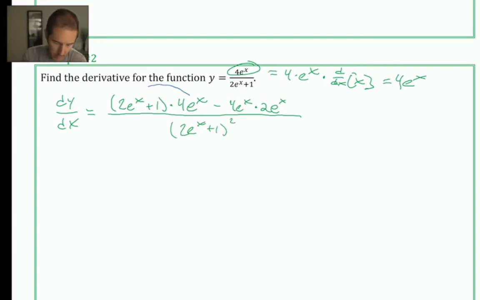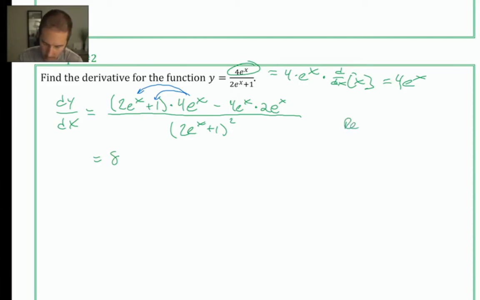I'm going to distribute from the right up here. And there's no distributing to be done in the second term, so that's nice. I've got 8. Now e to the x times e to the x is e to the x squared. In other words, e to the 2x.